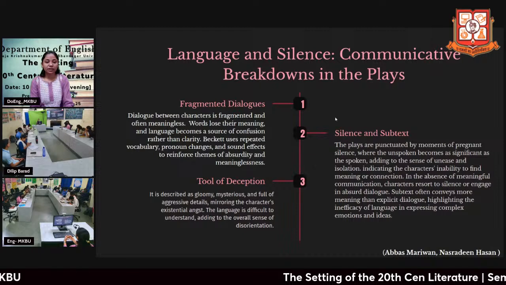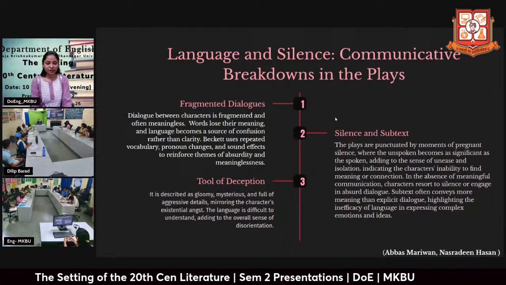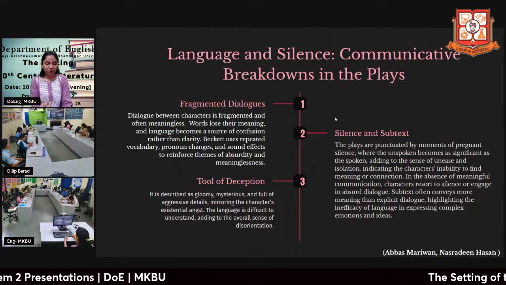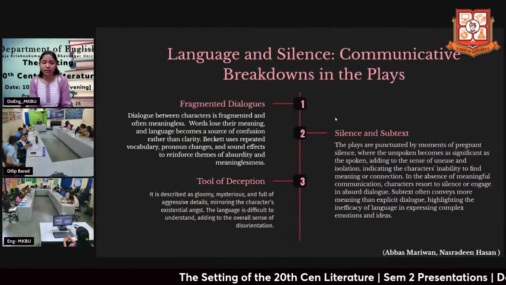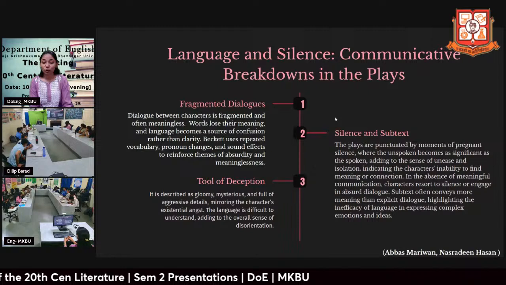Beckett uses repeated vocabulary, pronoun changes and sound effects to reinforce themes of absurdity and meaninglessness. As a tool of depiction, it is described as gloomy, mysterious and full of aggressive details, mirroring the characters' existential angst. The language is difficult to understand, adding to the overall sense of disorientation.